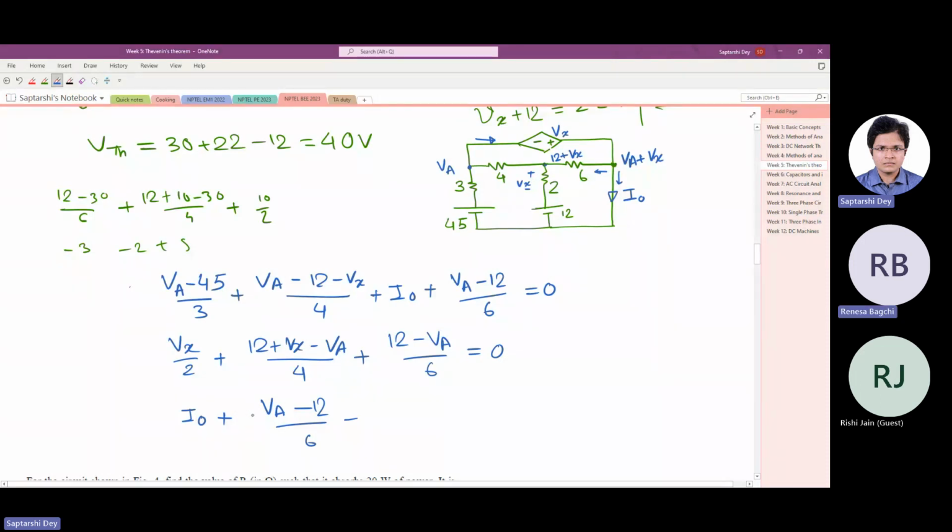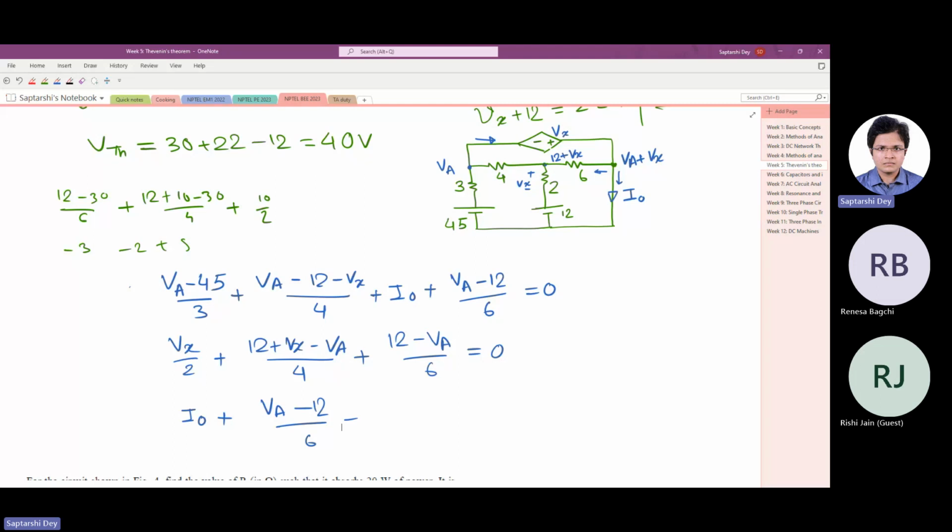Sir, my answer came. The RTH will be VTH by IN, which is 40 by 110 by 7, which is 2.54. And for power transfer, the maximum power will be VTH square by 4 RTH, which is 157.17. Okay, so your answer matches.